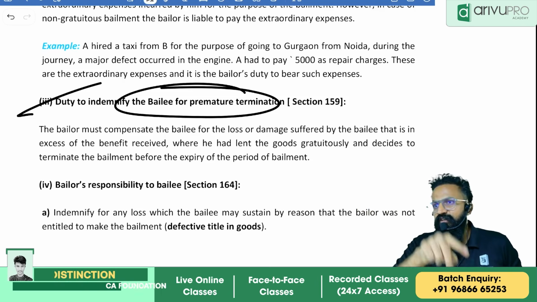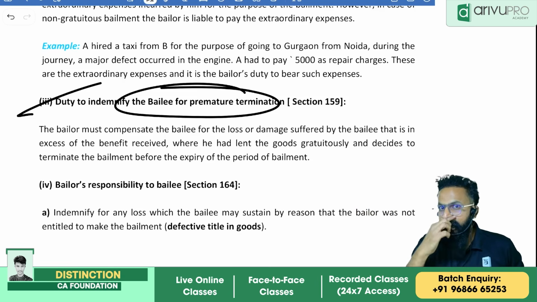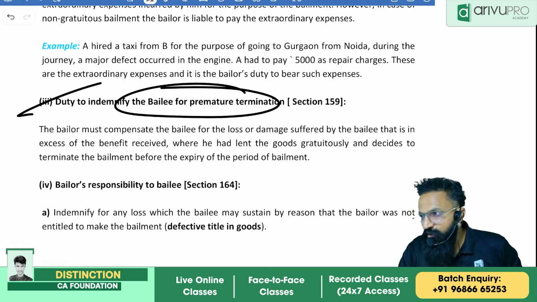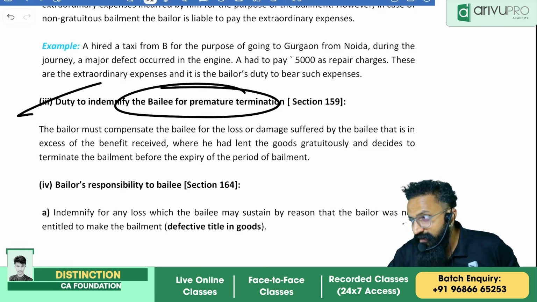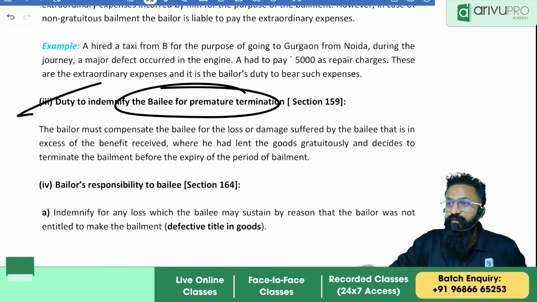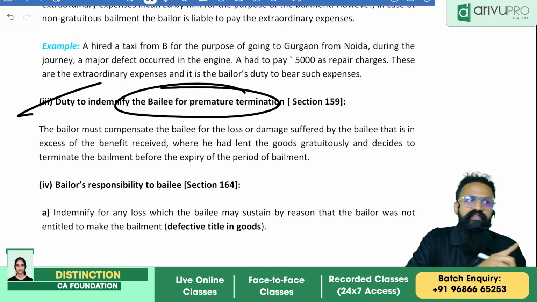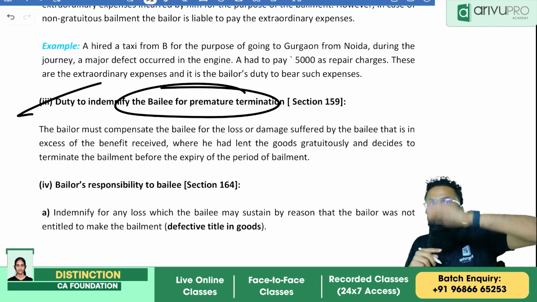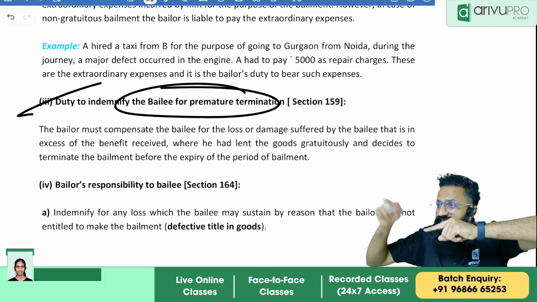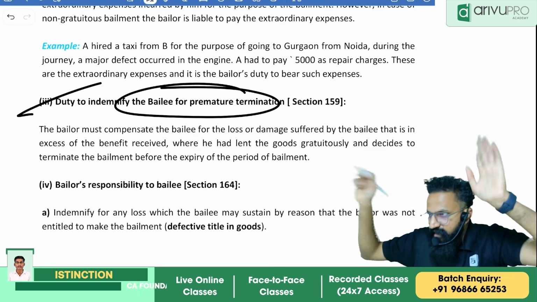Sir, what if it is a non-gratuitous bailment? Can I terminate it? On a normal day, no. But you can terminate it when the bailee makes an inconsistent use of the goods. That means, I'm telling you, you have to use a Zoom car only within the city, but you take the car from one place to another place. That is inconsistent use with the terms. Then I can terminate the contract.